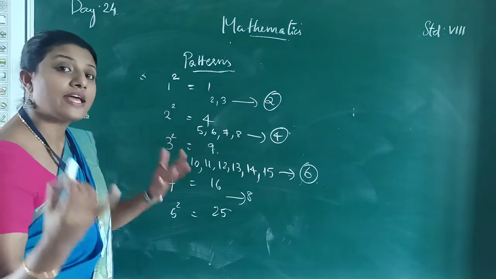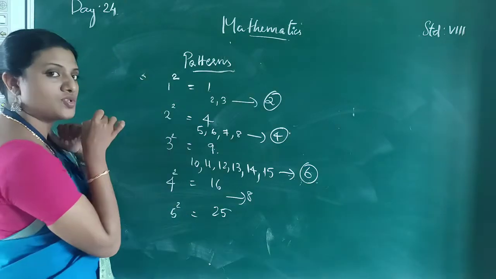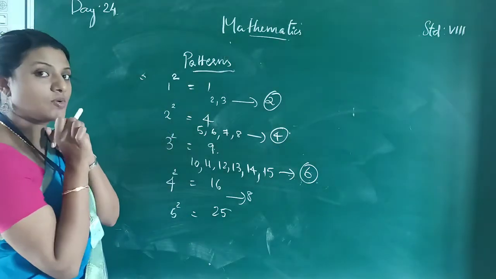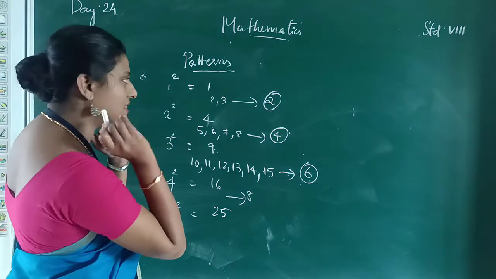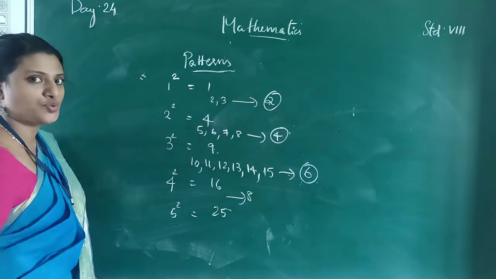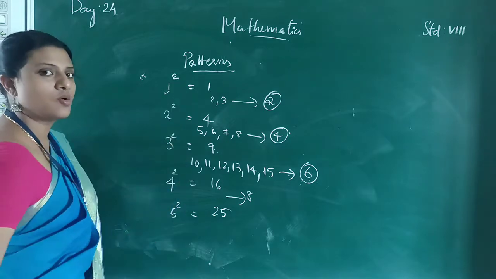Okay, so if you are given a question and you are asked to find how many numbers are there between 1 square and 2 square or 2 square and 3 square, you can easily find it. Method is, here the answer is 2, right? And the first number is 1.